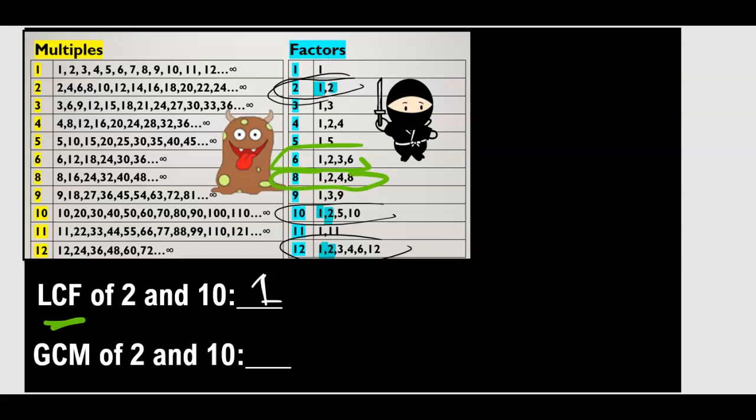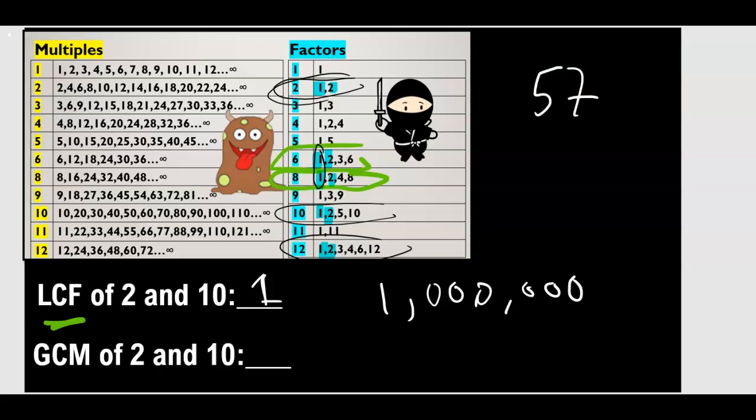Are you seeing what I'm seeing here? Are you seeing why they're never going to ask you for this? Let's see. Oh, they have a 2 in common. They have a 1 in common. What's the least common one? It's 1. It's always going to be 1. You can do the least common factor of 1,000,000 and, I don't know, 57. The least common factor is going to be 1.